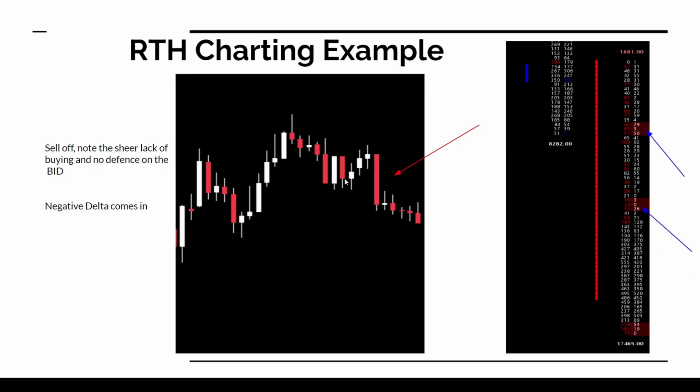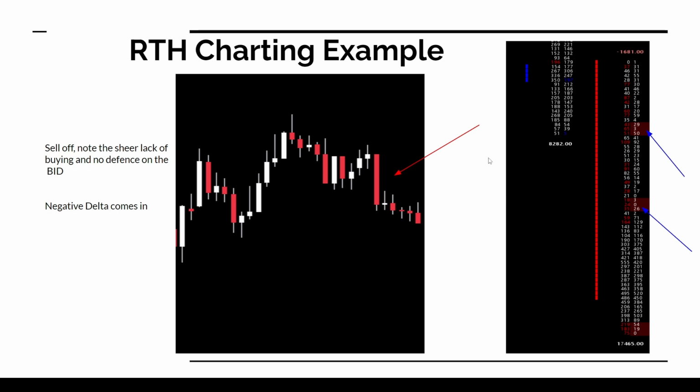Now, the regular trading hours example here, we know there's a sell-off, and the sheer lack of buying and no defense on the bid, and the amount of negative delta that comes in as well. Now I would note for this that it doesn't look like a very big sell-off. It's because of the scaling, with how the chart is squashed.